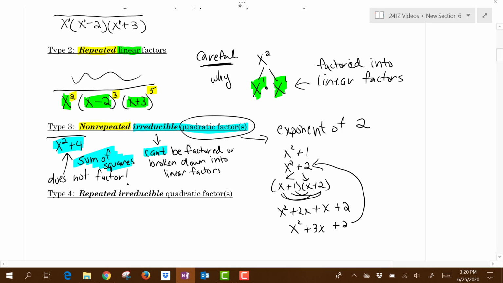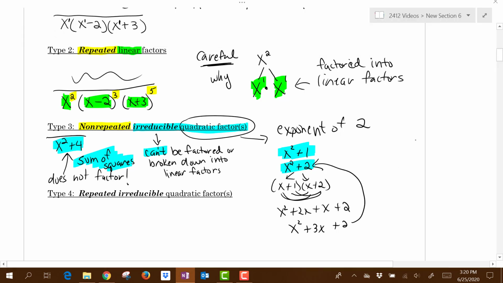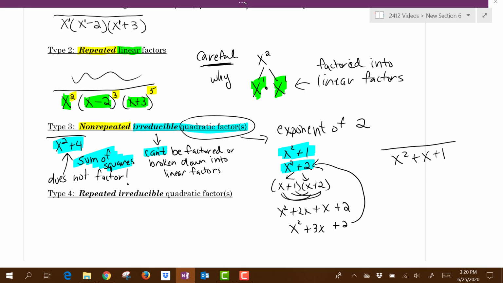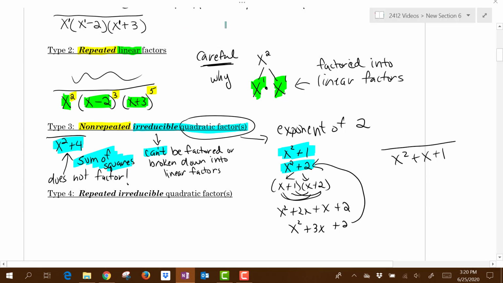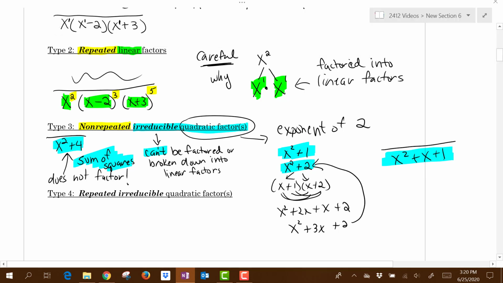So all of these things that I've listed have x squared in them, and they cannot be broken down into linear factors. They do not factor. Another example would be if you had a denominator that looks like this. That is actually also an irreducible quadratic factor. That has an x squared in it, and it does not factor down into linear factors. So you can try that and see.